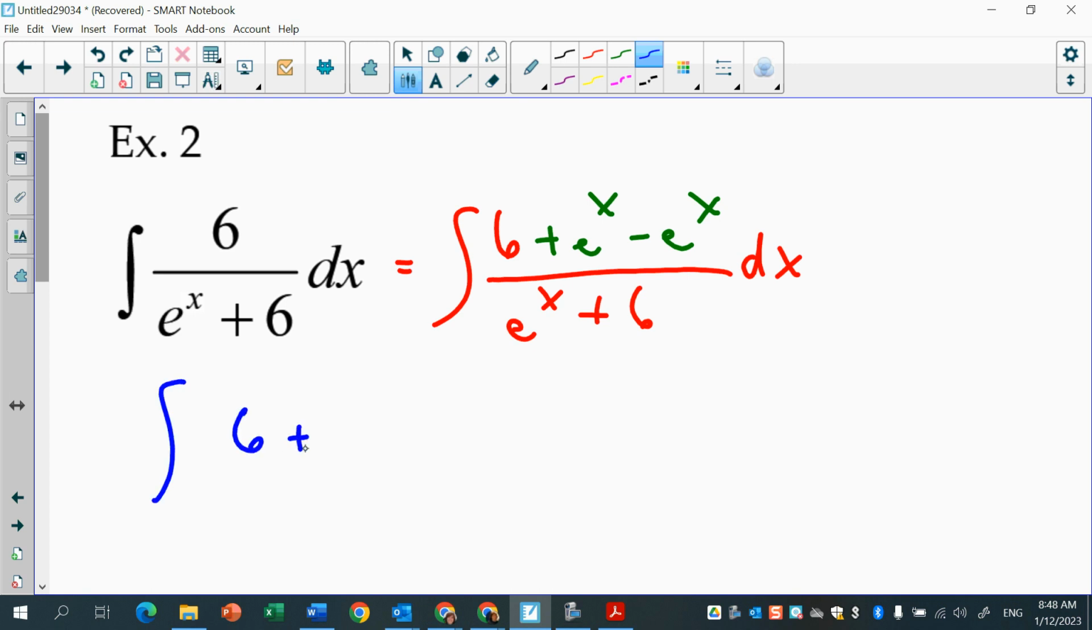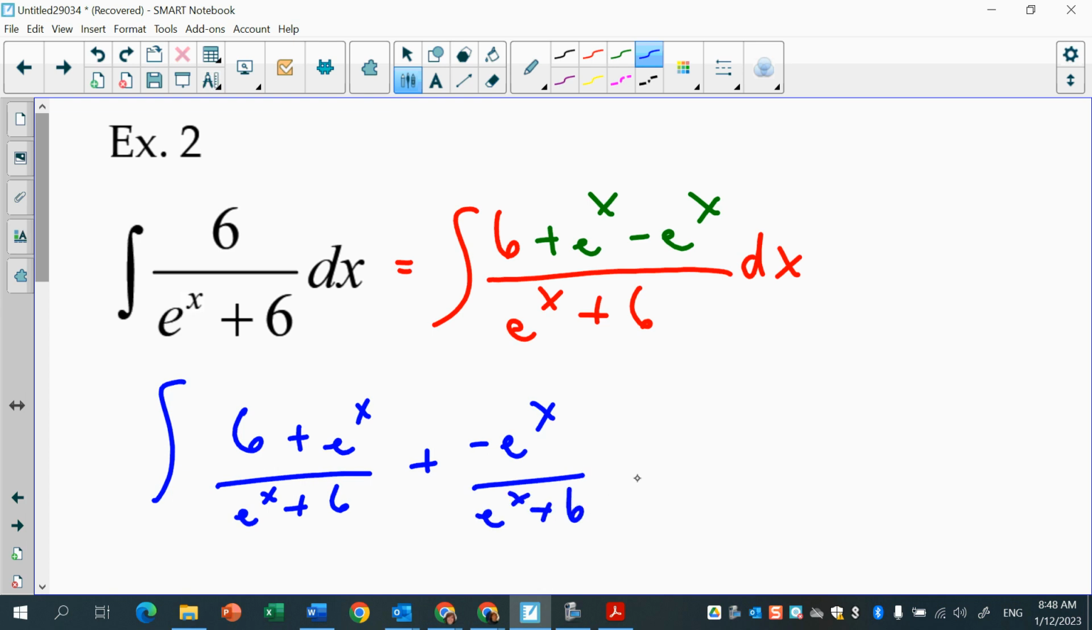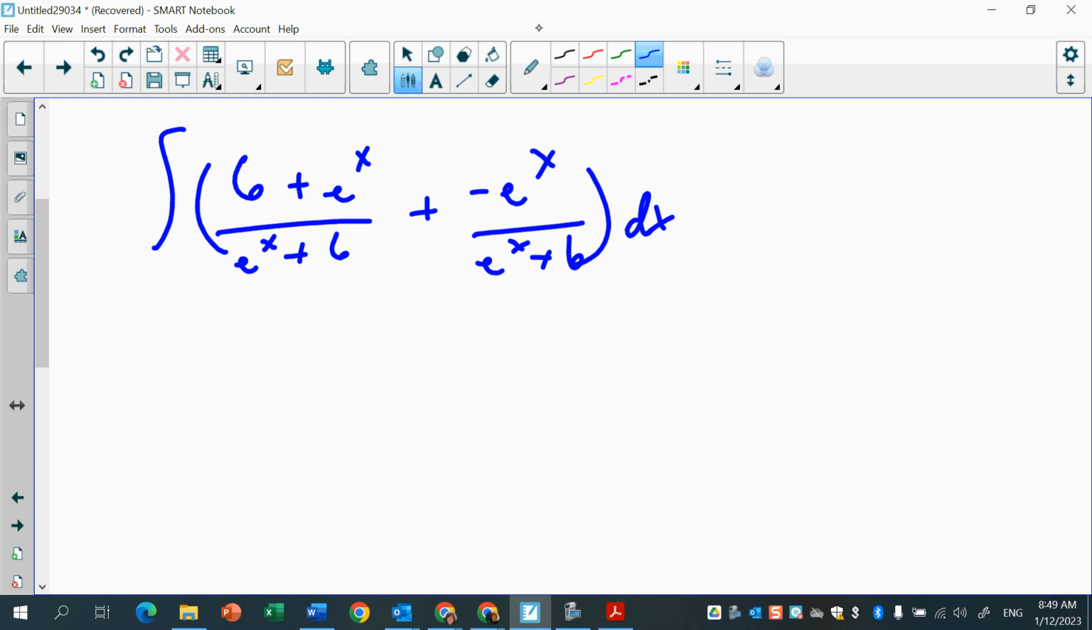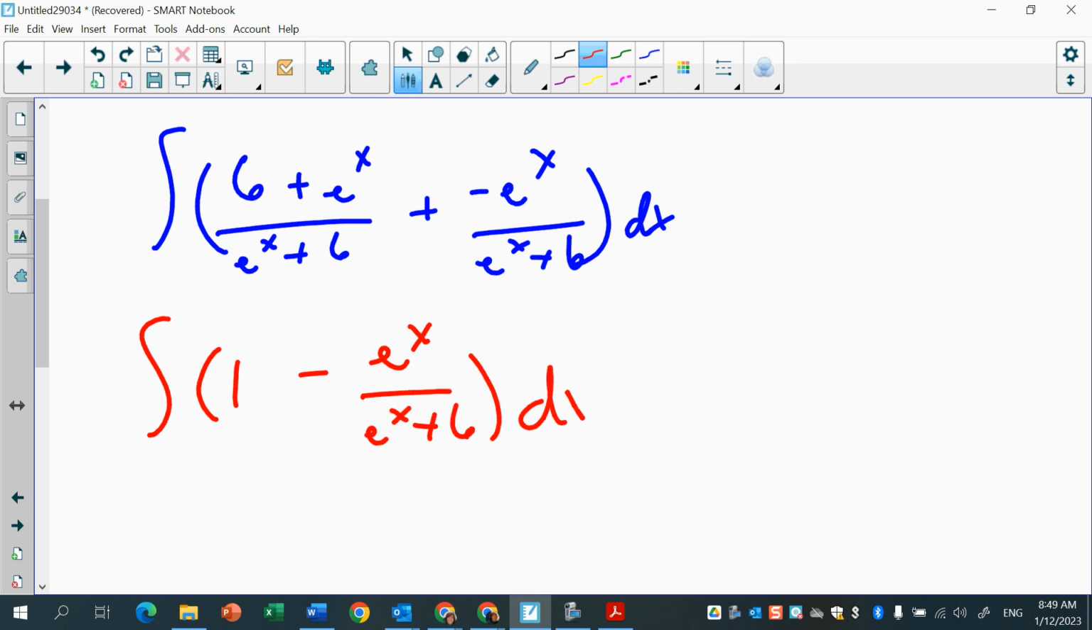I'm going to separate it into 6 plus e to the x over e to the x plus 6. And I'm going to separate it into negative e to the x over e to the x plus 6. And if you notice, I'm allowed to do that now. Now you'll notice this left-hand piece is going to give you 1 minus e to the x over e to the x plus 6. So I have no problem with the left-hand piece integrating that.